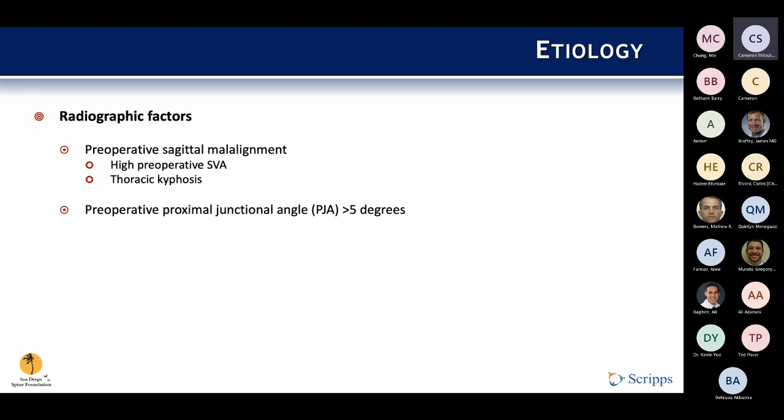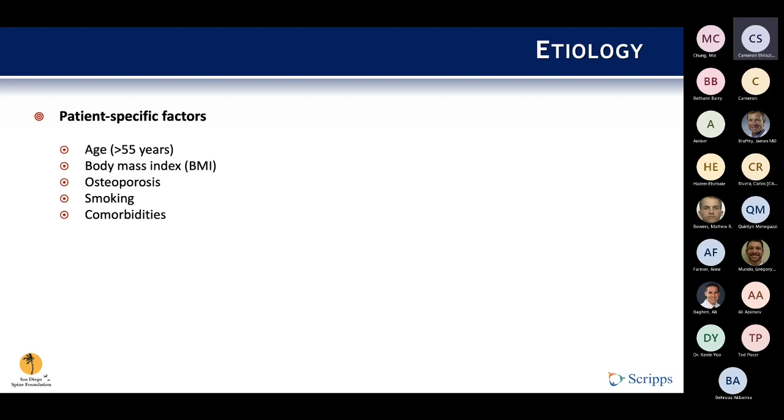Risk factors that can be identified via radiographic assessment, like we noted in those previous studies, are a high preoperative SVA or a high thoracic kyphosis greater than 40 degrees from T5 to T12. And if you have a proximal junctional angle of greater than 5 degrees already at that level, you could be setting up for increased risk of PJK.